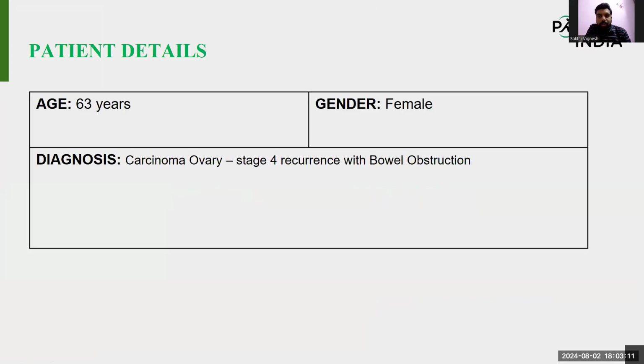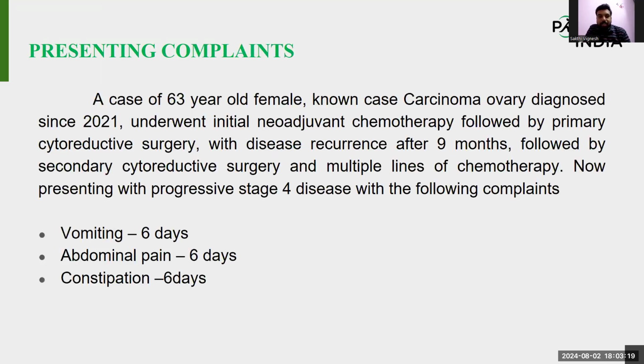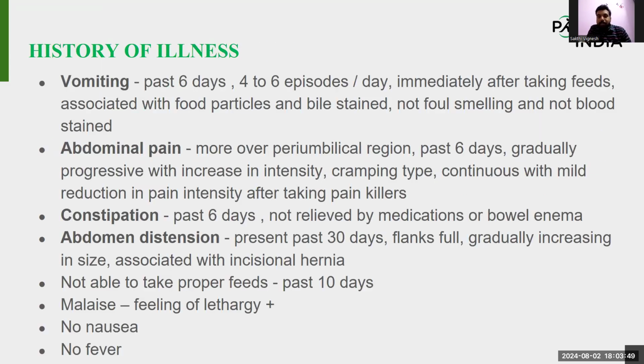Next slide. Today we are going to see a case of a 63-year-old female with a diagnosis of carcinoma ovary, stage 4 recurrence with bowel obstruction. Presenting complaints: a 63-year-old female, a known case of carcinoma ovary diagnosed since 2021, underwent initial neoadjuvant chemotherapy followed by primary cytoreductive surgery, with disease recurrence after 9 months, followed by secondary cytoreductive surgery and multiple lines of chemotherapy after that. Now the patient is presenting with progressive stage 4 disease with the following complaints: vomiting for 6 days, abdominal pain for 6 days, and constipation for 6 days.